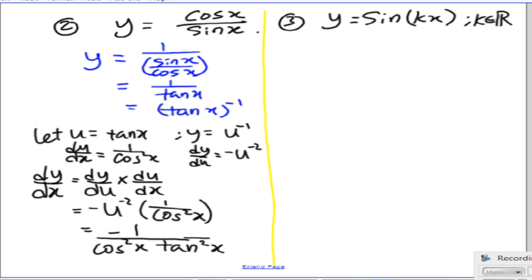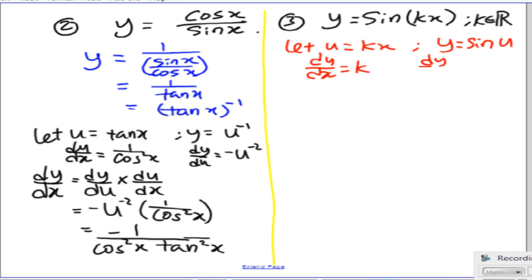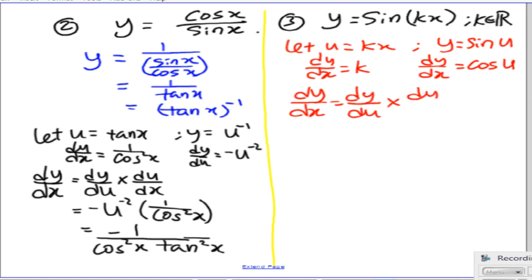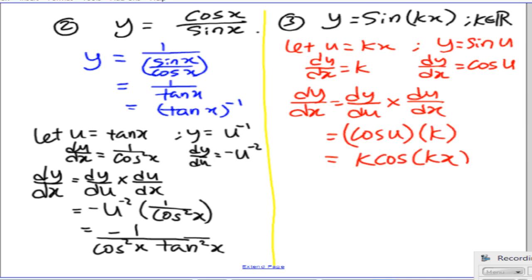So similarly, we're going to let u equal to kx, y is equal to sine u, and then du dx in this case is going to be k, dy du in this case is going to be cosine u. Therefore, dy over dx is equal to dy over du times du over dx. So that's going to be cosine u times k. Usually this is written as k cosine u, and u itself is kx. So that's our derivative.